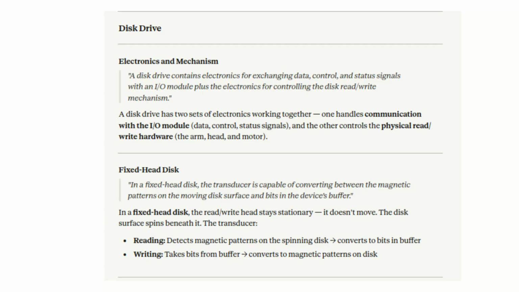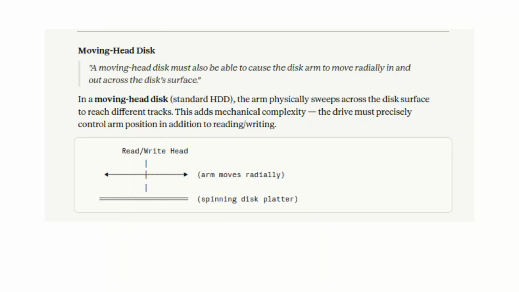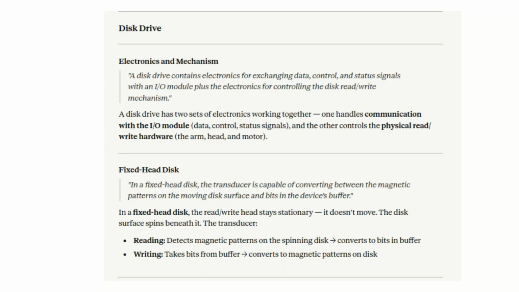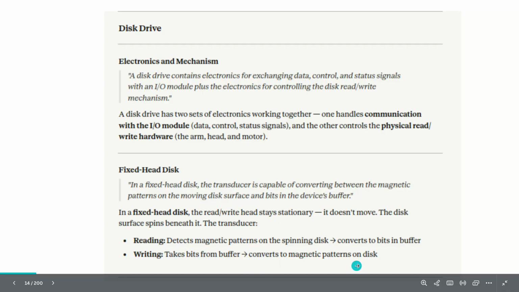Okay, now there is the fixed head disk, and there is also the movable head disk. Fixed head disk means the head is actually fixed; we cannot move that head. So what is moving is the disk, the disk surface would actually move. While it is moving, the transducer takes the magnetic patterns from the disk surface and converts them into bits which can be stored in the buffer. And during writing, the bits present in the buffer are converted into the magnetic patterns on the disk surface. That is in the case of the fixed head disk.